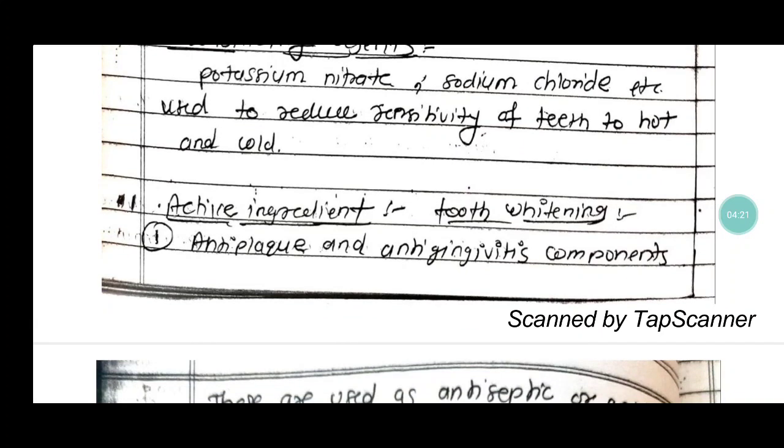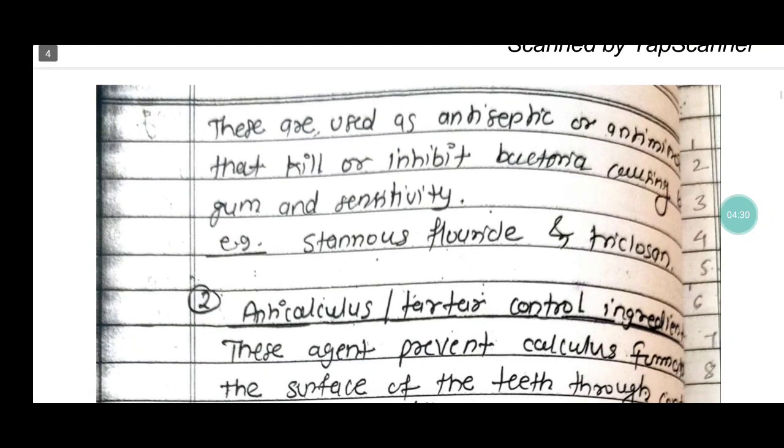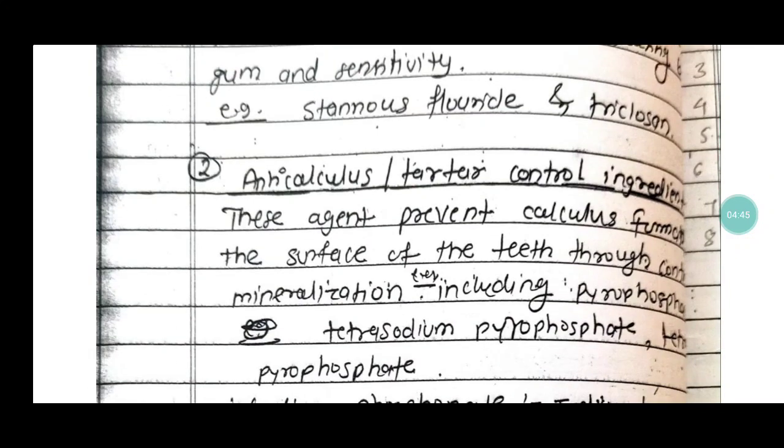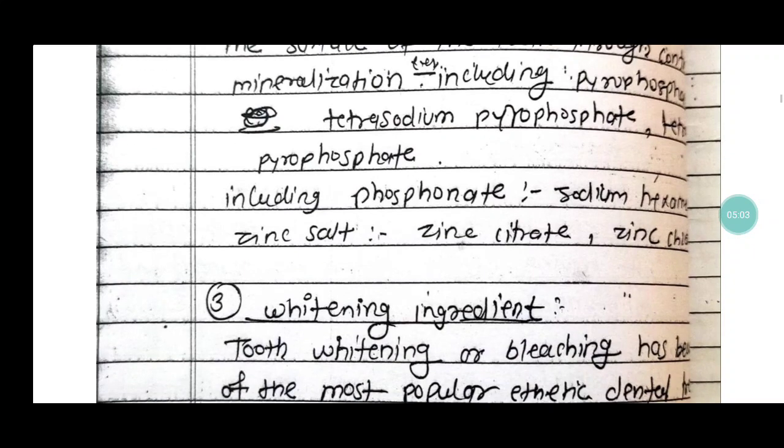Number two, the active ingredients are tooth whitening, anti-plaque and anti-gingivitis components. These are used as antiseptic or antimicrobial agents that kill or inhibit the bacteria causing gum problems and sensitivity. Even anti-calculus, tartar control ingredients prevent calculus formation on the surface of the teeth through the control of mineralization, including pyrophosphate, tartar control agents, sodium pyrophosphate, etc.